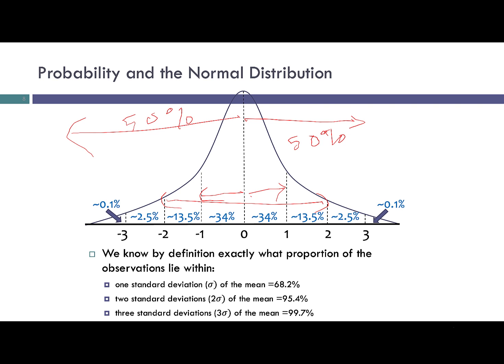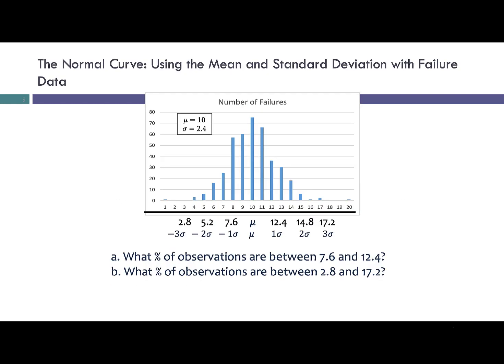And so then we can turn to some real-world data and think about how that normal distribution pertains to this real-world data. So what percentage of observations are between 7.6 and 12.4? Well, that's roughly plus or minus 1 standard deviation from the mean, with the standard deviation being 2.4. So the mean here looks like it's at 10, so 10 plus 2.4 is 12.4, 10 minus 2.4 is 7.6. So that's 1 standard deviation, so we know it's going to be about 68%.